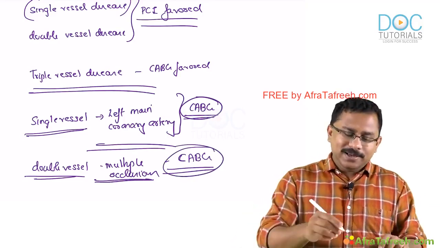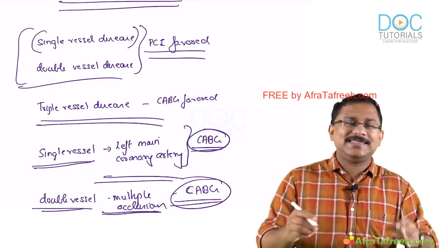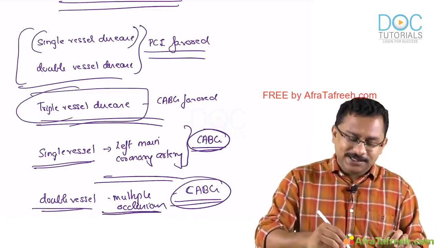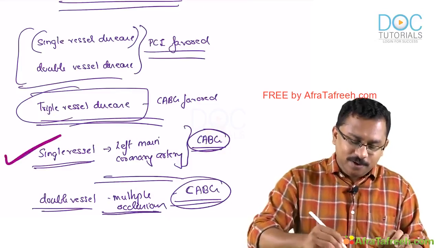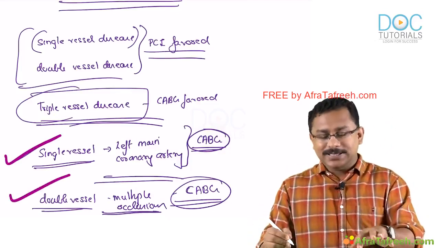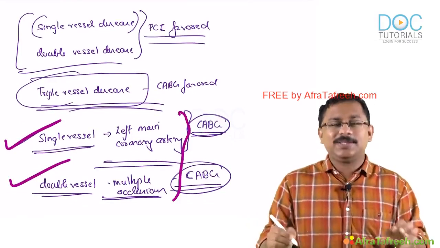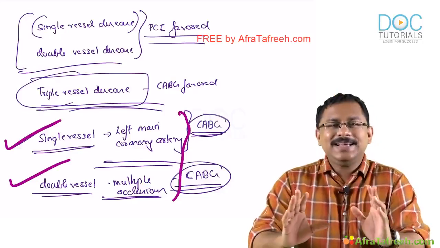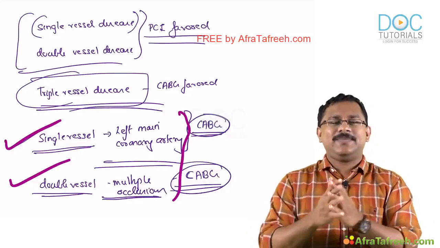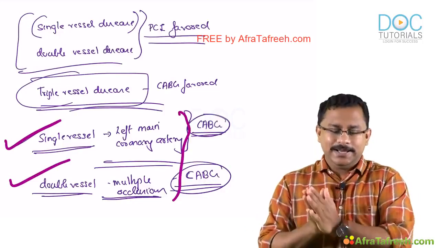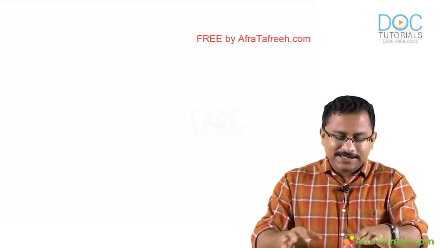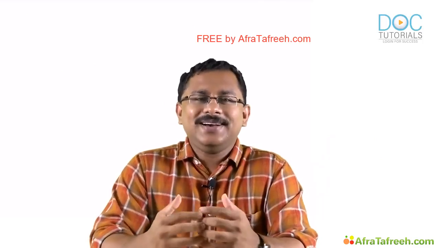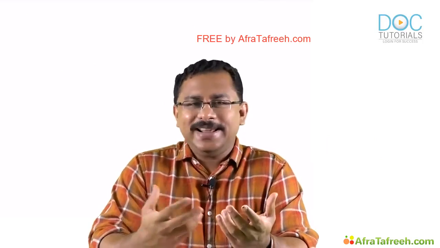So remember, in general you will go for PCI in single vessel and double vessel disease. Triple vessel it is CABG, but exceptions are single vessel with involvement of your left main coronary, or double vessel with multiple occlusions. In these two scenarios you will go for coronary artery bypass grafting. This is about the revascularization methods in case of chronic stable angina. So far we have discussed in detail regarding chronic stable angina, in detail about the management as well.